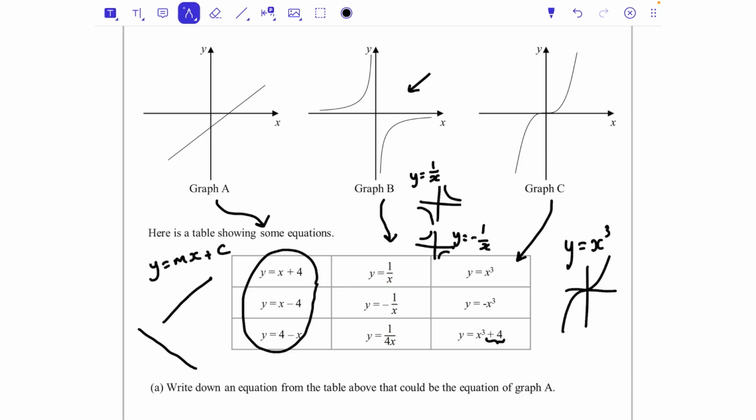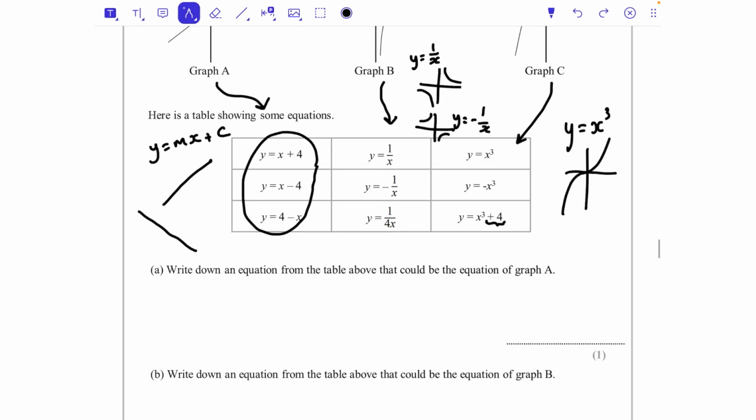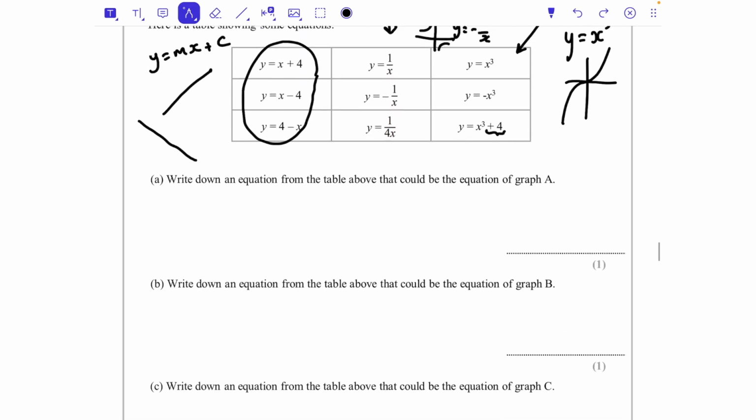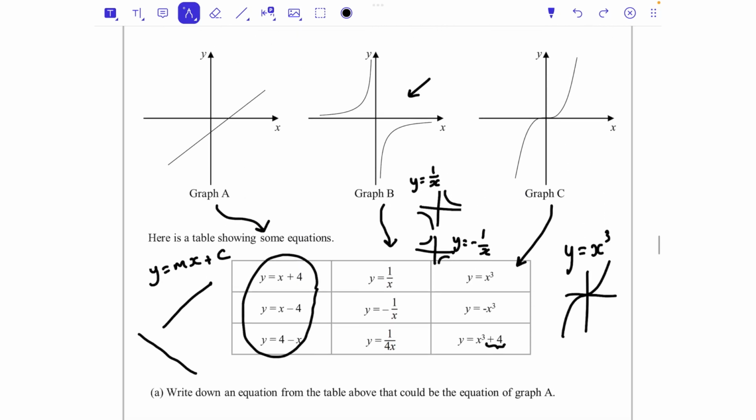The plus 4 on this one would tell me that it would cross at 4. So we know that that couldn't be right. So let's have a look. We've just got to put a graph for A, a graph for B, a graph for C. Okay, so let's say that A, what do we know about it?